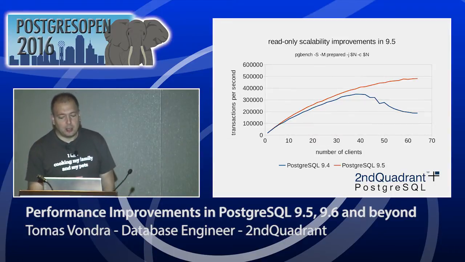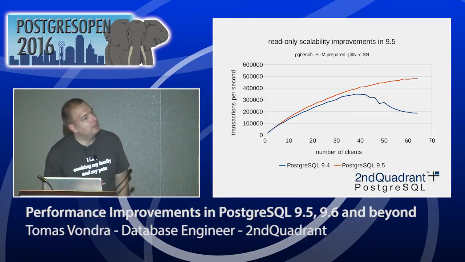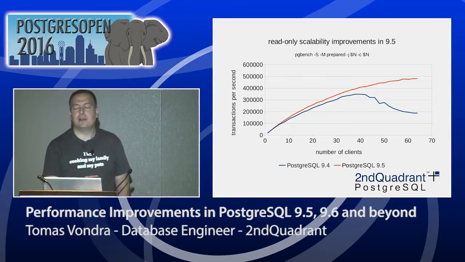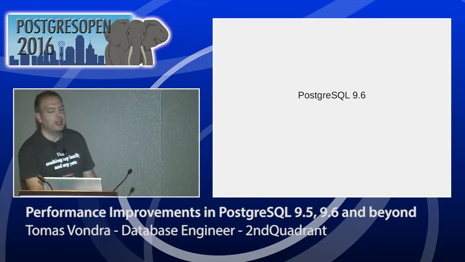Right. I think this is the read-only scalability in 9.5 compared to 9.4. You can see that it's effectively without any drop down after 40 clients in this case, right? Yeah. Right, so that was 9.5, the current stable version.